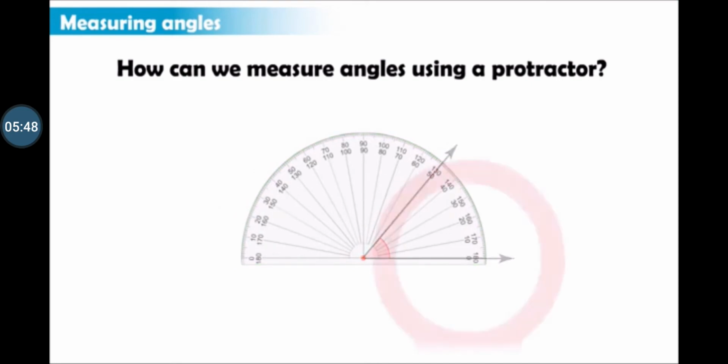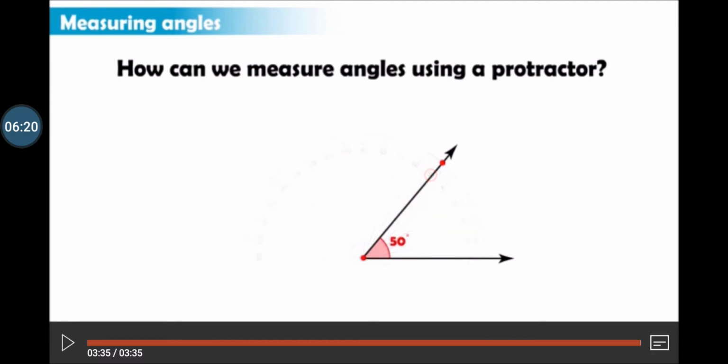Then we start counting from 0 on the first ray. So we can see here it measures as 50 degrees, and sometimes we have the short line and we have the big protractor, then we can raise the lines and we can see the exact degrees. Like here, the measurement is 50 degrees. So in this way, we can measure the angles using the protractor.